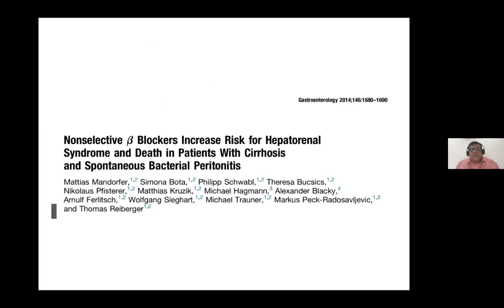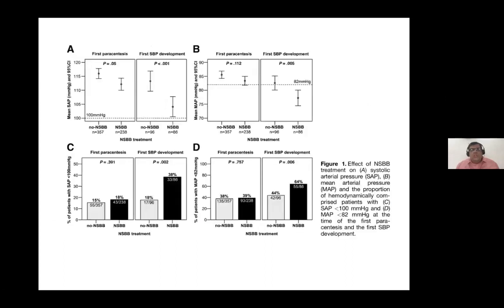Because there is a risk of increased mortality in patients with SBP, or patients who develop SBP while on beta blockers. So this was a very elegant study which was done some time back, which looked at the risk of hypotension during the first paracentesis if the patient was on beta blockers versus the patients who are not on beta blockers. And here, all the patients who were on non-selective beta blockers did worse in terms of the mean arterial pressure, the systolic pressure, the need for the first paracentesis, and the first SBP development.